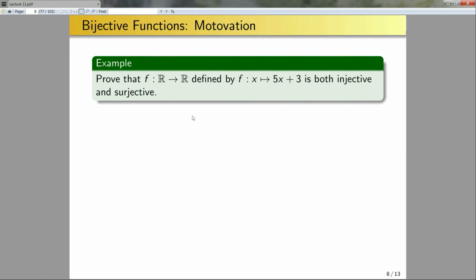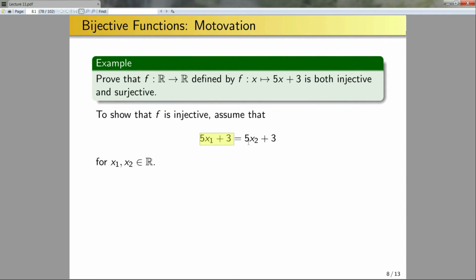Okay, so to show that f is injective, we first assume that f of x1 is equal to f of x2 for two values x1 and x2 in R. So we now need to conclude that x1 is equal to x2. So to do this, we simply solve this for x1. So solving this for x1 gives me that x1 is equal to x2. In your work, you might want to say like subtracting 3 dividing by 5 gives me this. But either way, we get x1 is equal to x2, therefore f is injective.